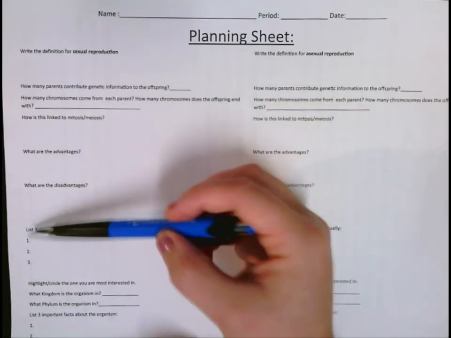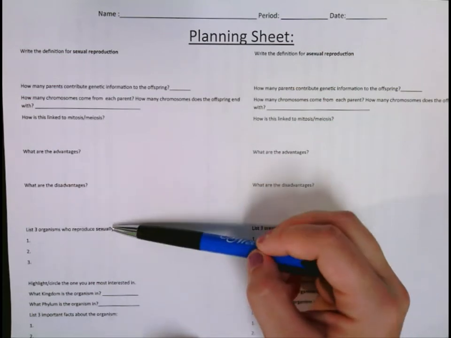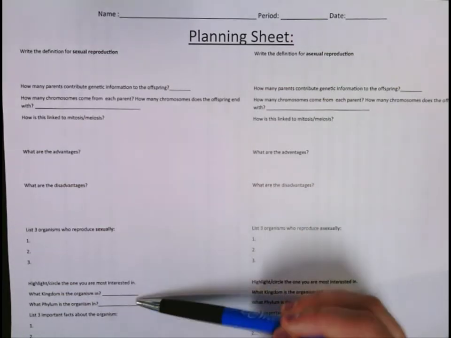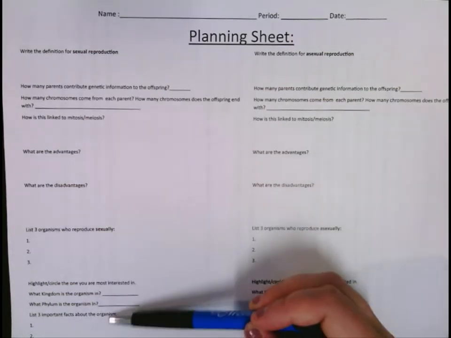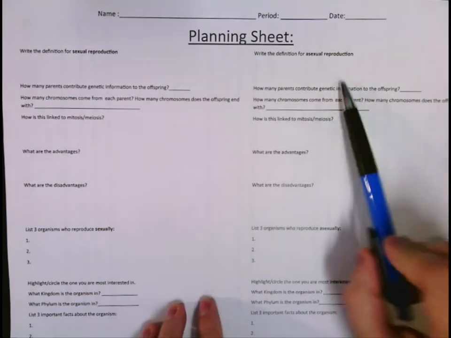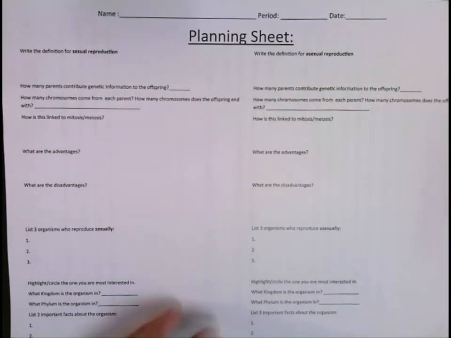And then we're going to focus in on an organism who reproduces sexually. So you have to list 3 organisms who reproduce sexually. Circle the one that you're most interested in and tell me the kingdom and phylum for that organism, and then list 3 important facts for that organism. The only stipulation here is that we cannot use humans. Over here, you're going to do the exact same thing for asexual reproduction.